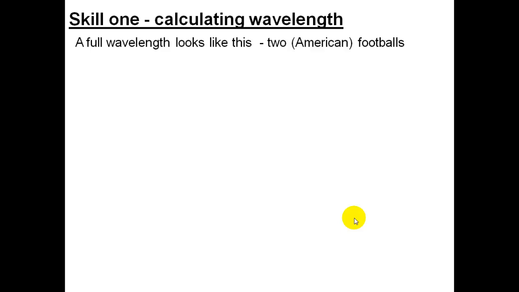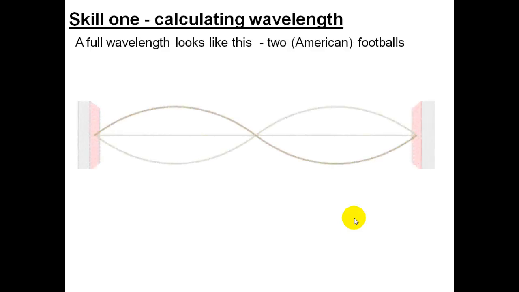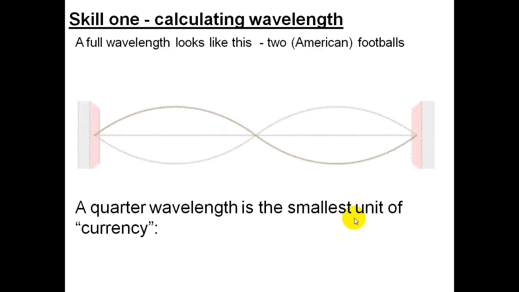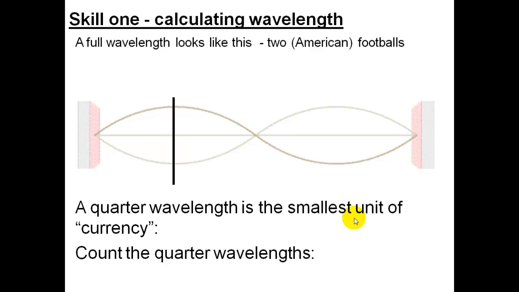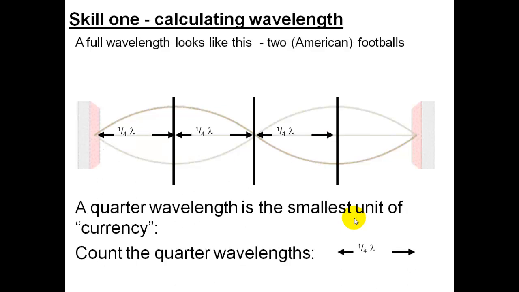Now, a little trick about calculating the wavelength. The wave looks a bit like 2 American footballs, like this. What you can basically do is divide it into quarter wavelengths to be able to find out how many waves you'll get there. So you need to count the quarter wavelengths. So this is 1 quarter, that's the next quarter, that's the next quarter. So we basically have 1, 2, 3, 4 quarter wavelengths. Which is 1 complete wave.